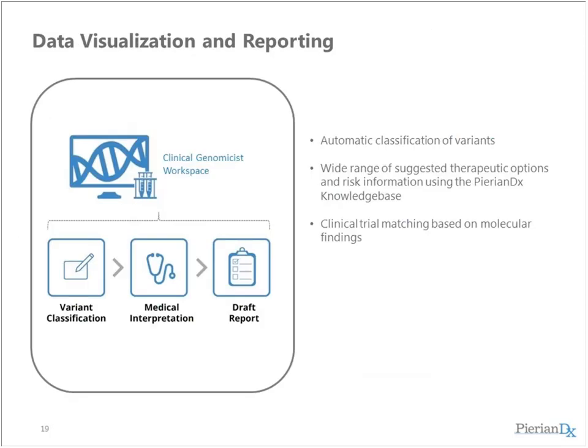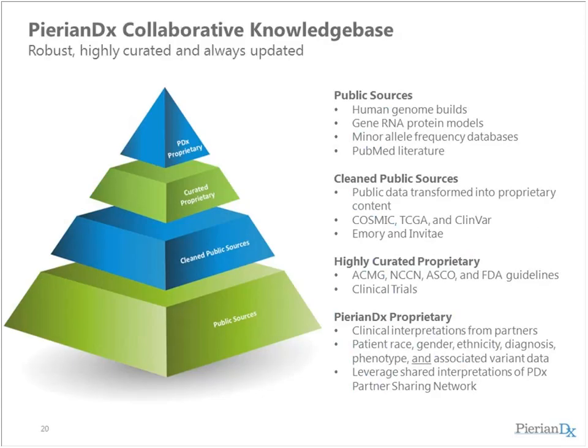And I want to jump into the actual visualization and reporting in the CGW. Once variants are called through the TST170 app and classified and reviewed, our knowledge base creates an automated classification for these variants, which includes a wide range of therapeutic, prognostic, diagnostic, and risk information and options, as well as clinical trial matching. I want to spend just a minute on our knowledge base itself.